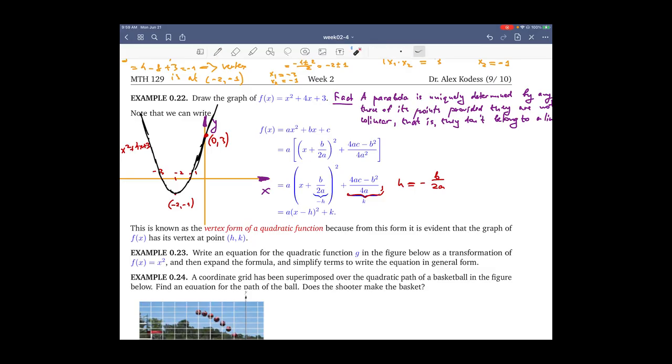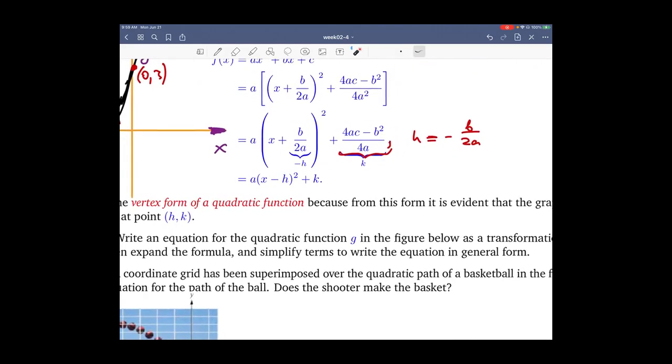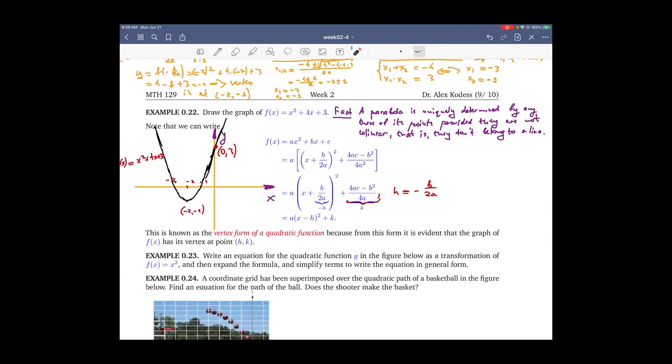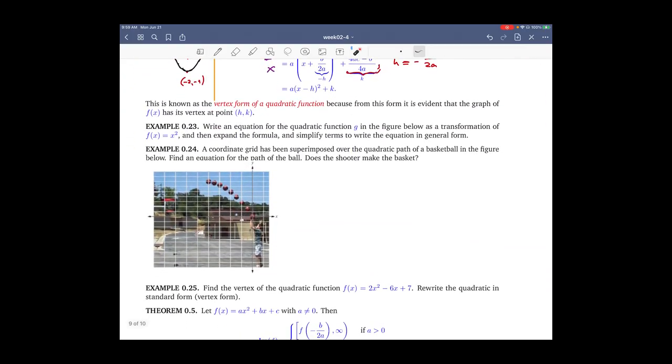What good is that? Well, when your quadratic function is written in this form, immediately you can see that h comma k is the point where you have your vertex. Sometimes that's useful. Okay, let us now look at this neat example.